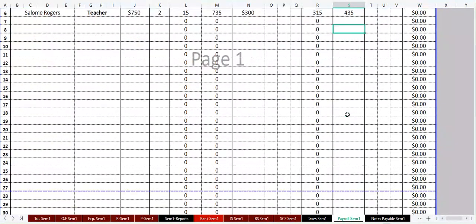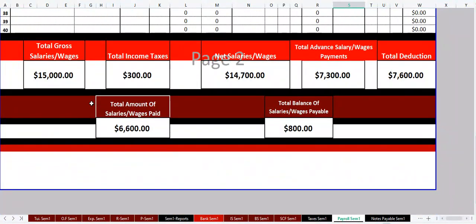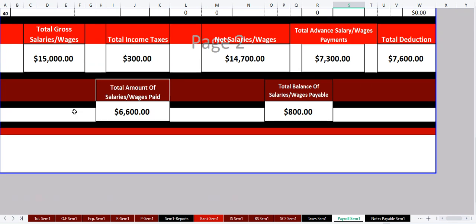So now if you come to the foot of this document, you see some summary down here. The total gross salaries or wages, 15,000. The total income taxes came out to 300. The net salary came out to 14,700. The advanced salaries came to 7,300, and the total deduction came out to 7,600. So now the total amount paid was 6,600.